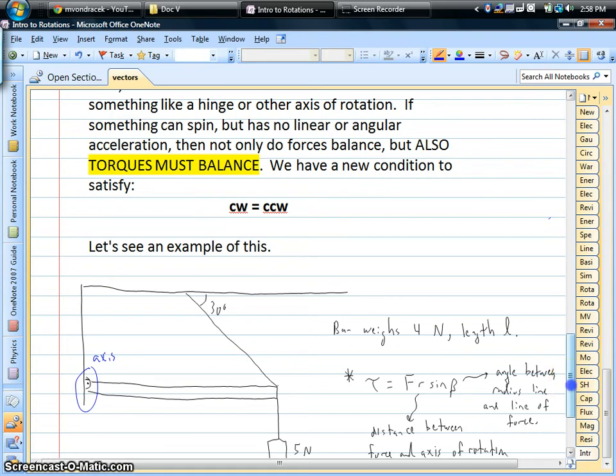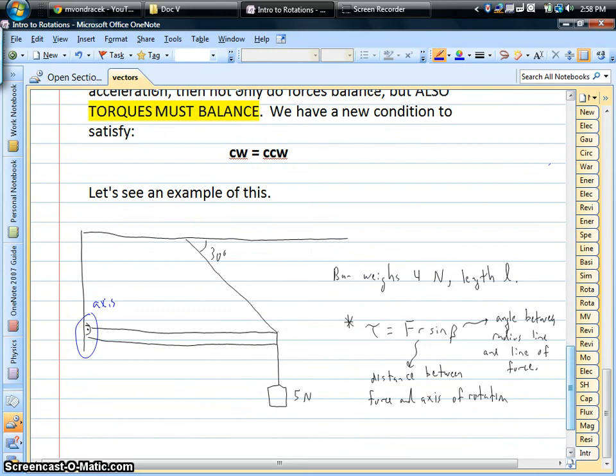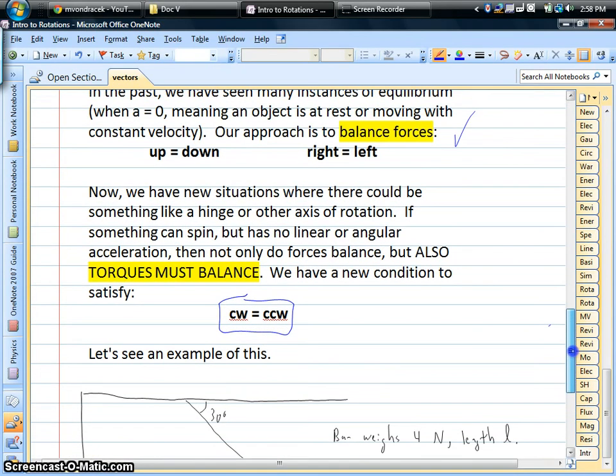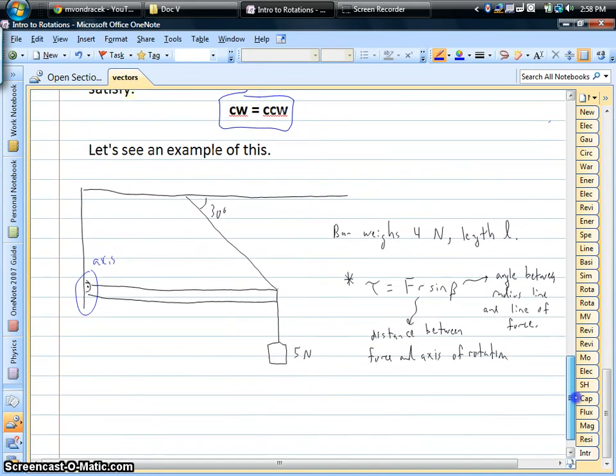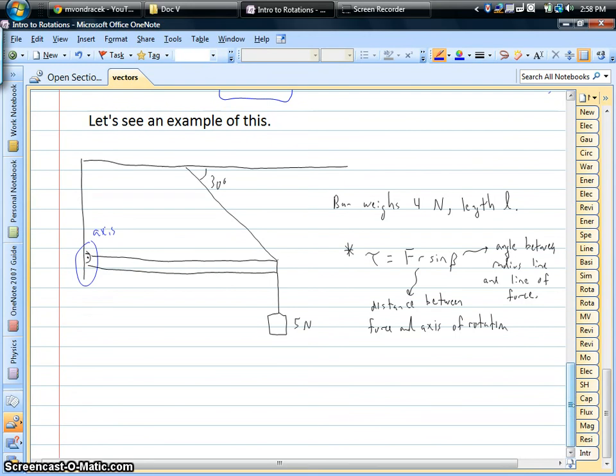So I want to go through this example just kind of briefly and outline what this looks like when we have to include torques in the mix. It's kind of a new third condition for equilibrium. The notation I'm using up here is any kind of torque that's trying to make it spin clockwise is being balanced by other torques that are trying to make it spin counterclockwise relative to the axis of rotation. So we have to do that as well as the usual balancing the forces up and down and balancing the forces right and left. So here goes. Let's take a look and see what this looks like.